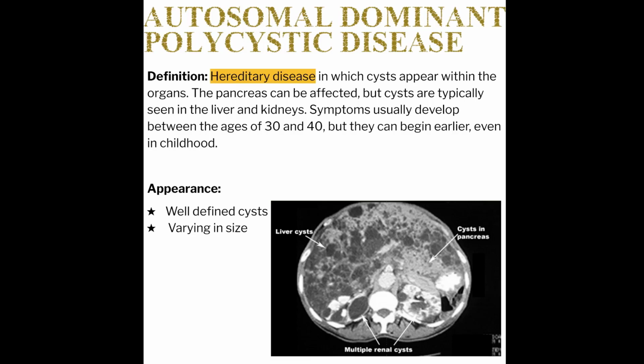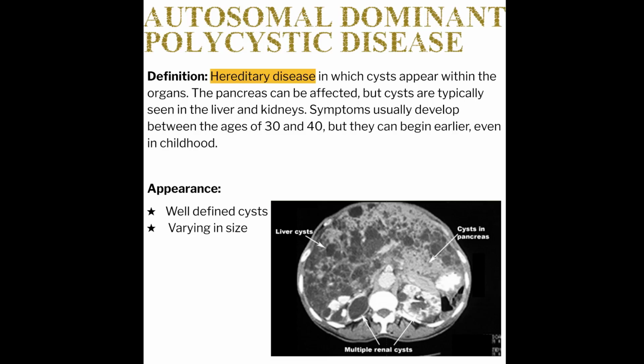Typically, the liver and the kidney are the most commonly affected, but cysts can appear in the pancreas as well. This disease also is more of a mid-life disease, presenting with symptoms between the ages of 30 and 40. However, younger children have been recognized to have this disease as well.